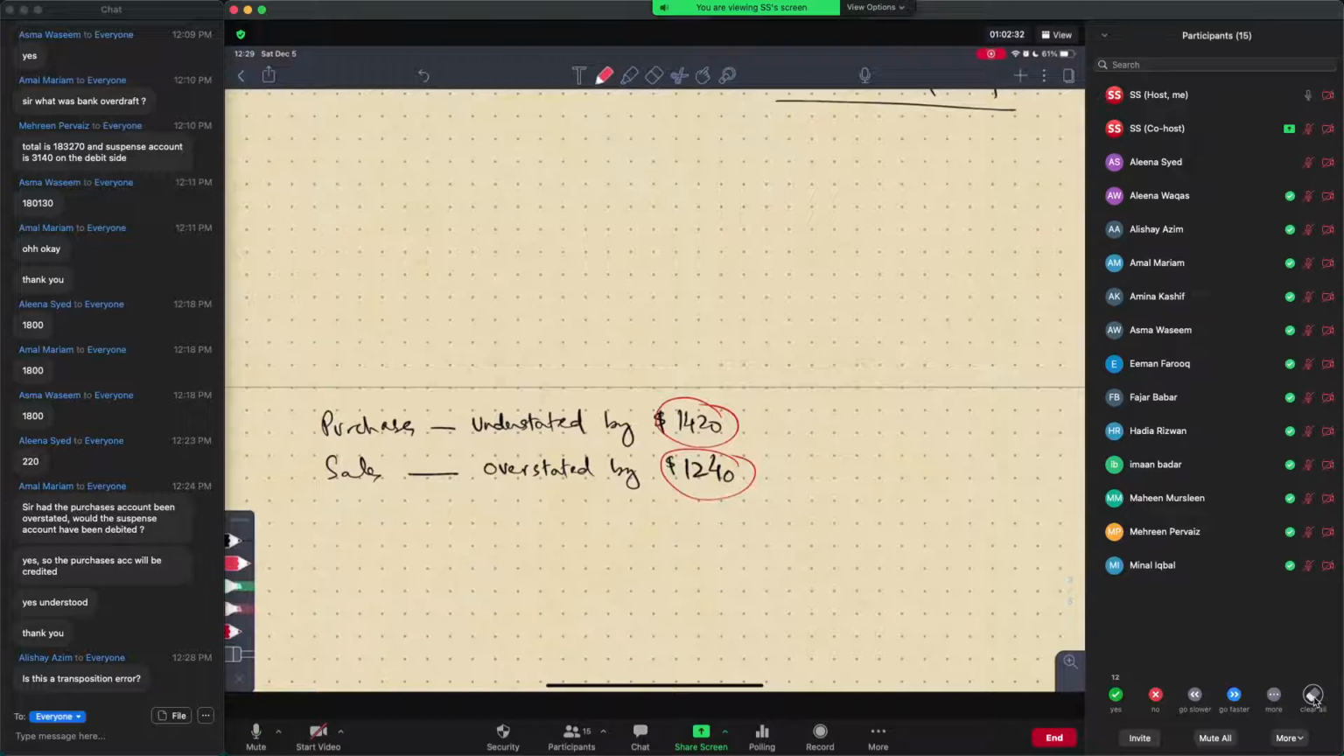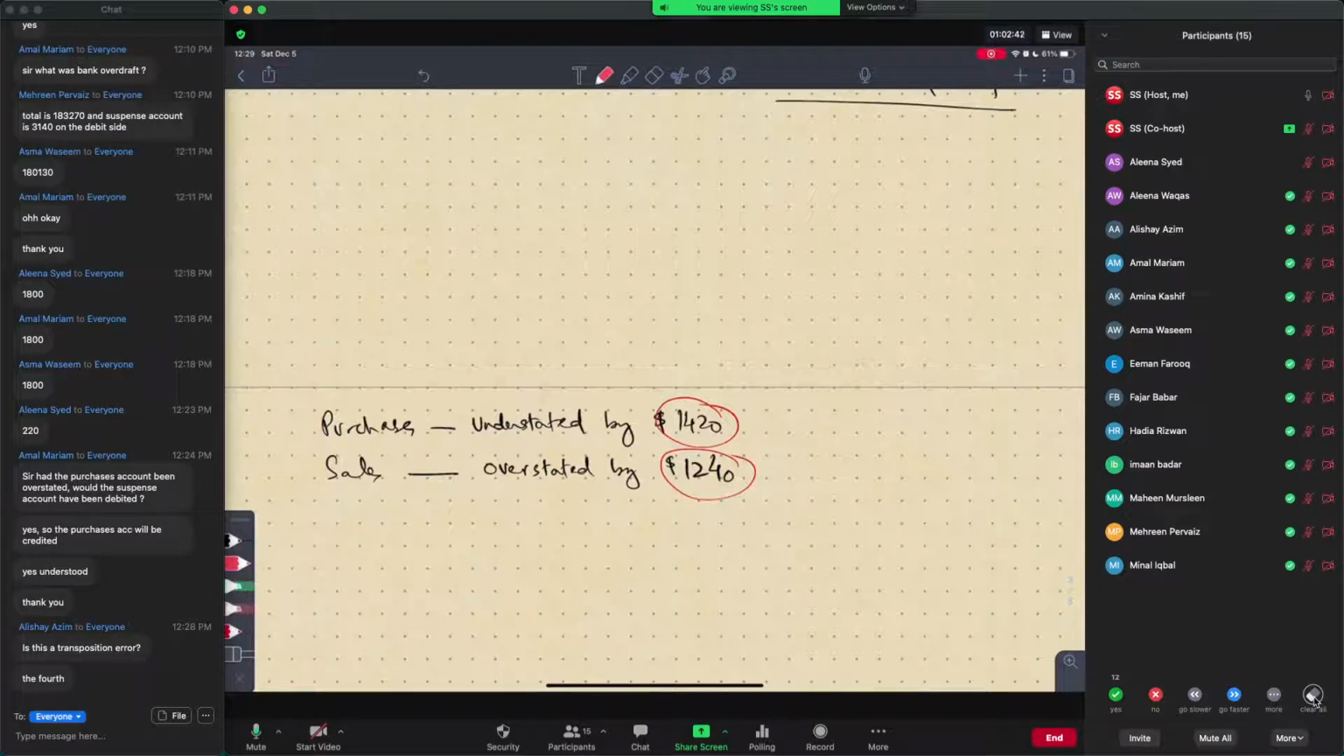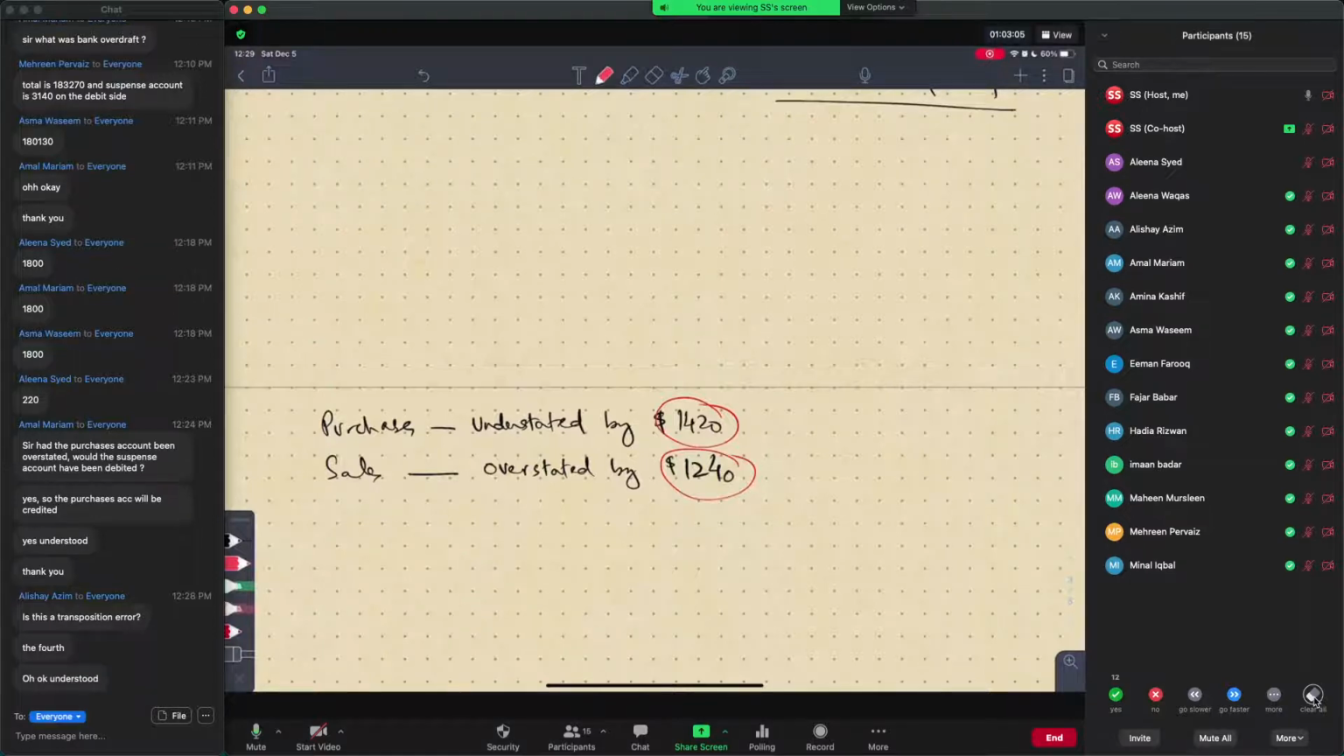Is this a transposition error? Alicia, which error are we talking about? Third error? The fourth one. No, it's not just purely a transposition error. Remember, in order for an error to be one of those fixed non-intrusive errors, it must be a compensating error. This is not a compensating error. It is involving suspense account. You will see that there is a disequilibrium. So वो उनके लिए ज़रूरी है कि वो कोई disequilibrium create ना हो.